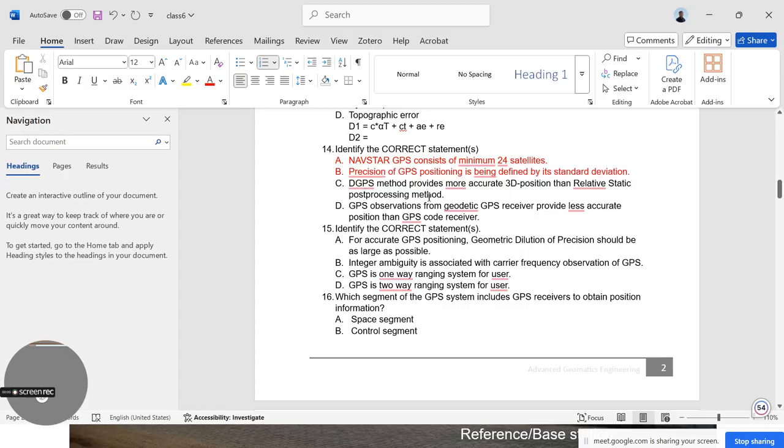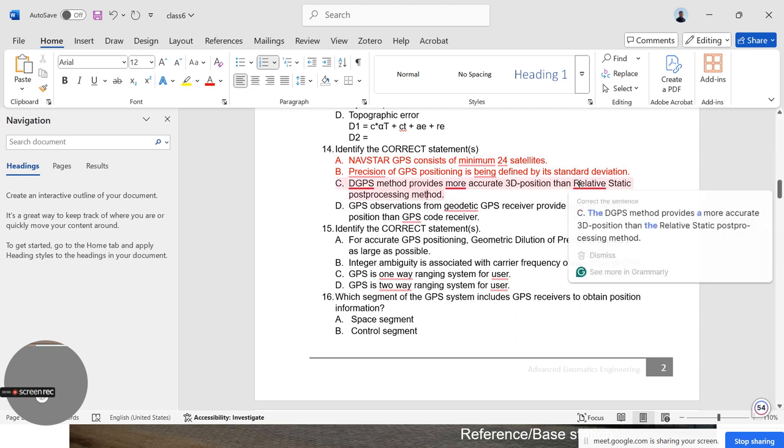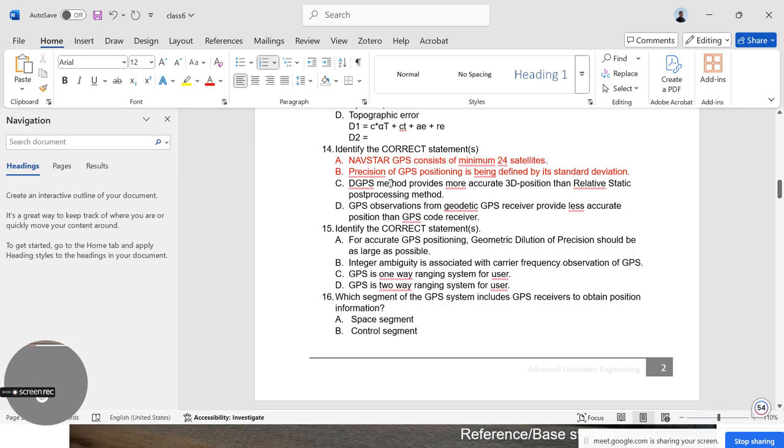Now the third one: the DGPS method provides more accurate 3D position than the relative static post-processing method. Here they are using the word post-processing. Post-processing is like once you come to the lab, you find out the error at one of the known points and then use that to correct the error at the different points, after doing the survey, whereas DGPS applies that in the field. So we will get more accuracy with relative static rather than DGPS. So option C is wrong because of the post-processing part.